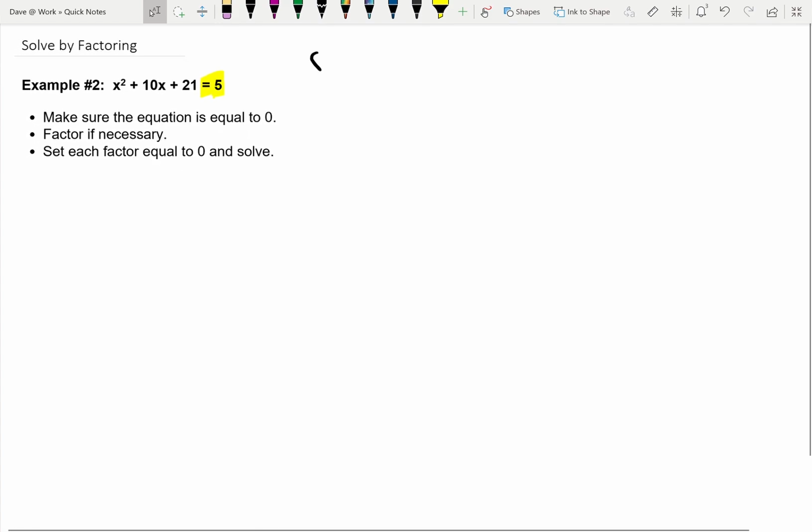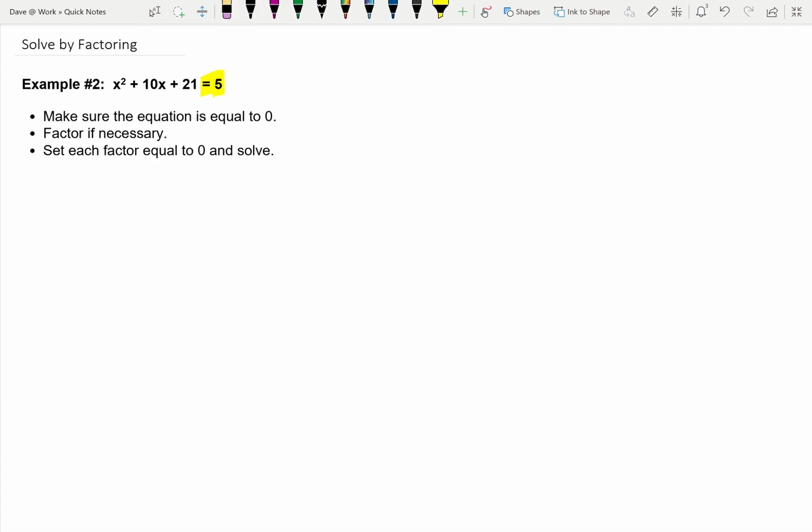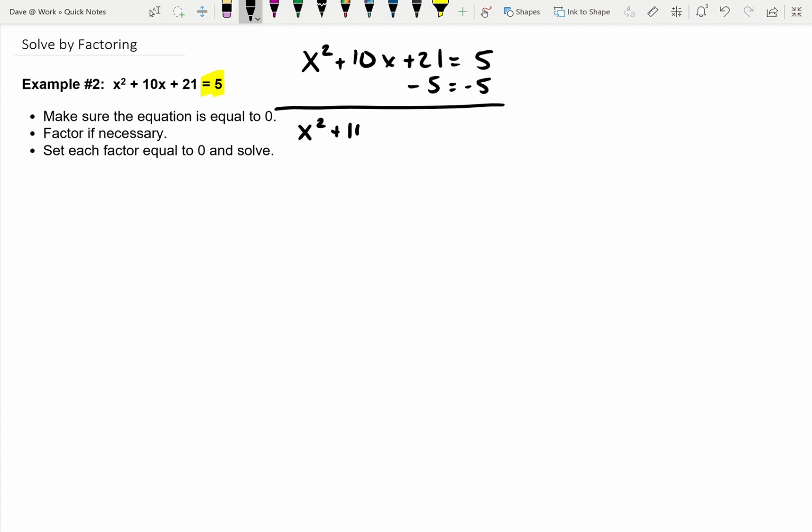It is up to you to make sure, let's clean that up a little bit. It's up to you to make sure that the equation you're about to solve equals 0. So I'm going to subtract 5 from both sides. Remember, the constant term will be subtracted from the constant term. So I'm going to get a new problem, x squared plus 10x plus 16 equal to 0. Now the zero product property can be applied.